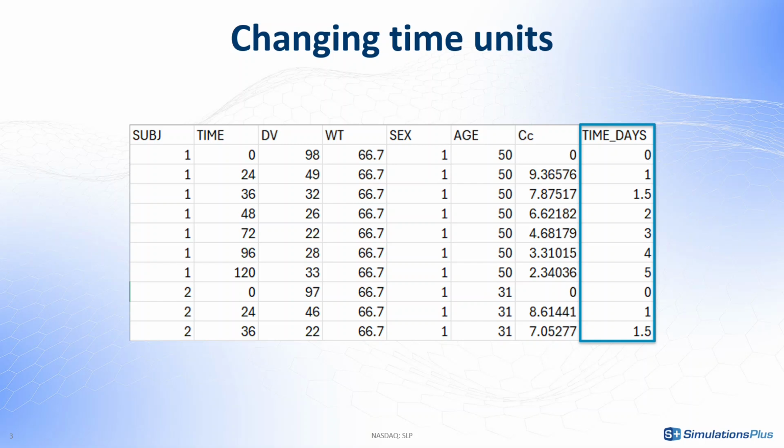Using the regressor on the x-axis is also convenient for changing the units of time on the x-axis, for example, from hours to days. The time column used in modeling can be in hours, but if you'd like to plot with time in days, simply add a time column in days in the dataset and tag it as regressor.